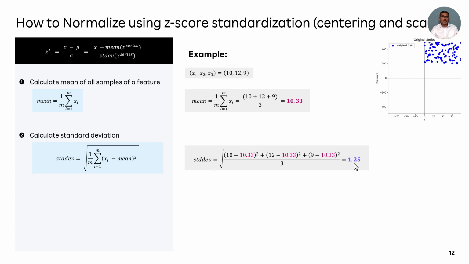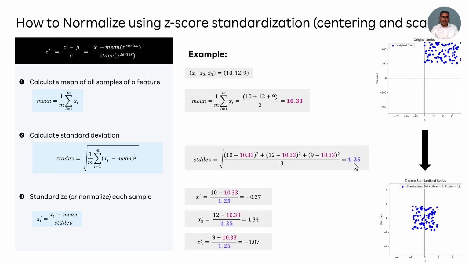Now you have to essentially use these two values to calculate the normalized value of your samples. The way you do that is you basically use this formula. You take the first sample for this feature, which is 10. You subtract it from its mean, which is 10.33, and then you divide it by the standard deviation, 1.25. You essentially get a value of negative 0.27.